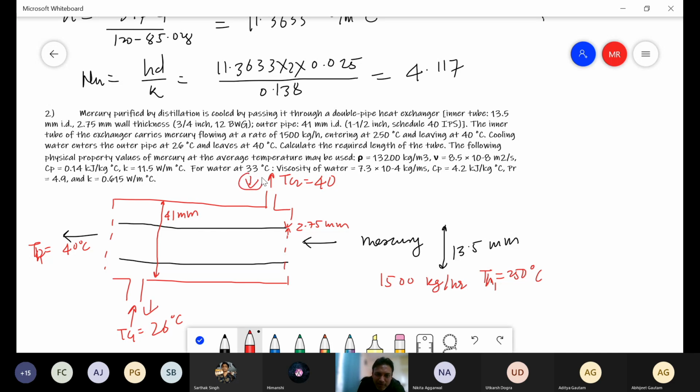If I represent my system like this with water entering here and leaving here, that I cannot have, because in that case this temperature will be 26 and this temperature will be 40. So the temperature here will be 40 and the outgoing temperature here also will be 40. Is it possible to achieve the same outgoing temperature for both the fluids? No, it is not possible, isn't it? So that's why this possibility is not there.